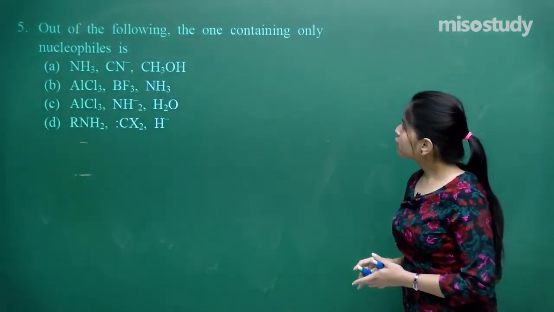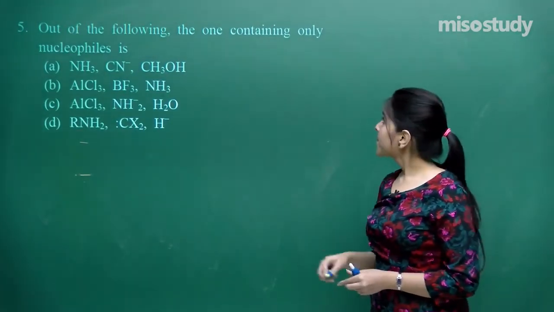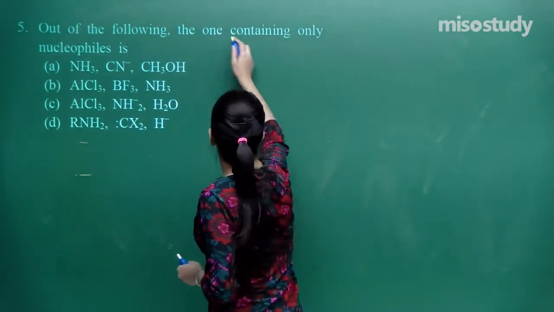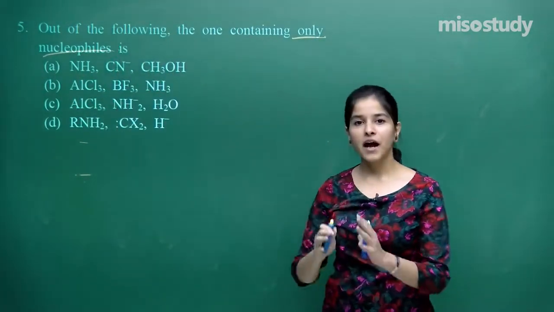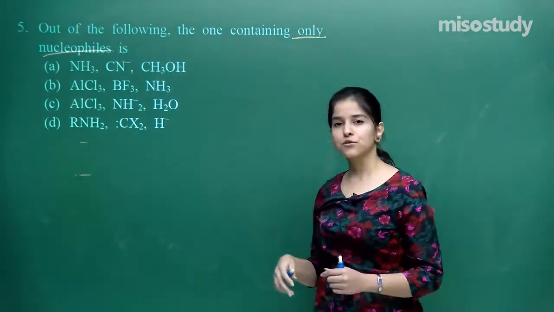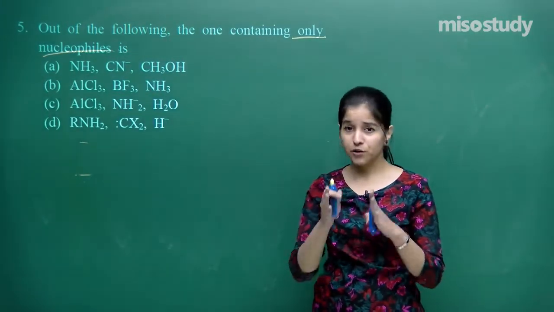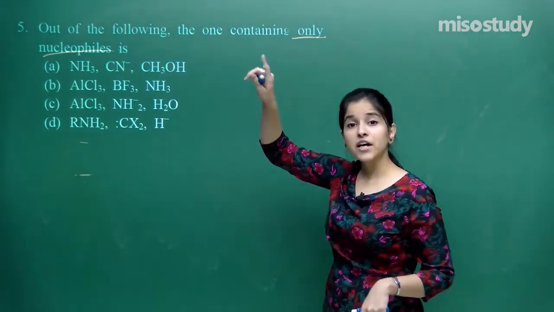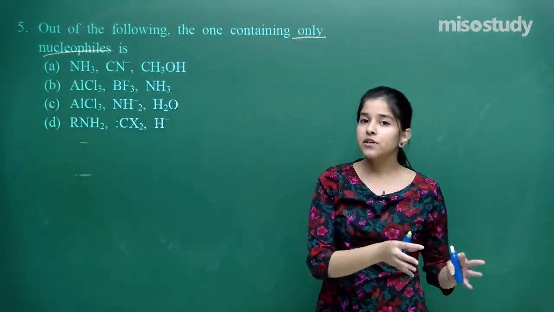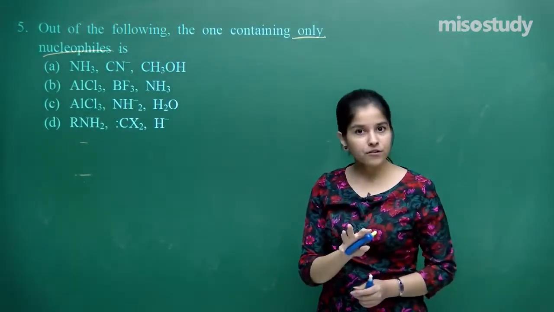Now, out of the following, the one containing only the nucleophiles. So I want a group having only the nucleophiles. So what are nucleophiles? They could be neutral, they could be having negative charges upon them, but the neutral ones must be having lone pair of electrons.